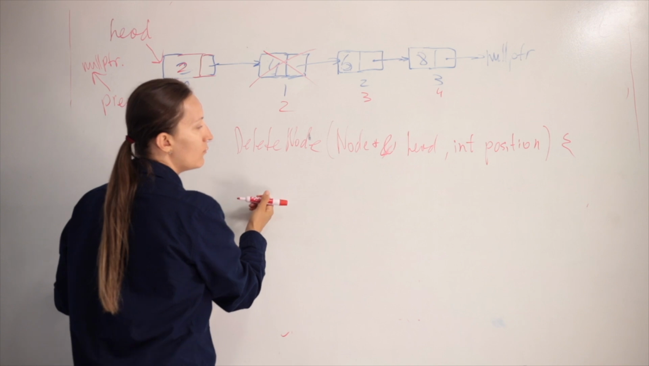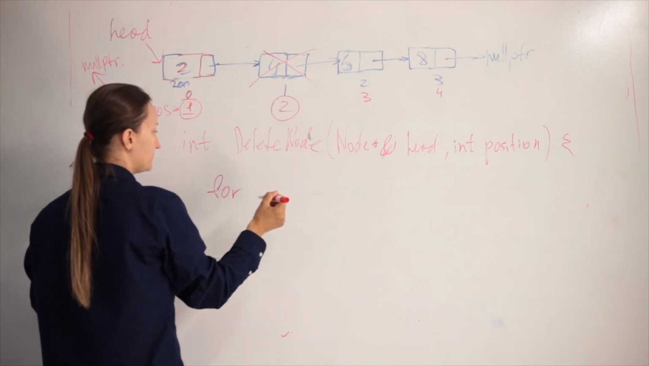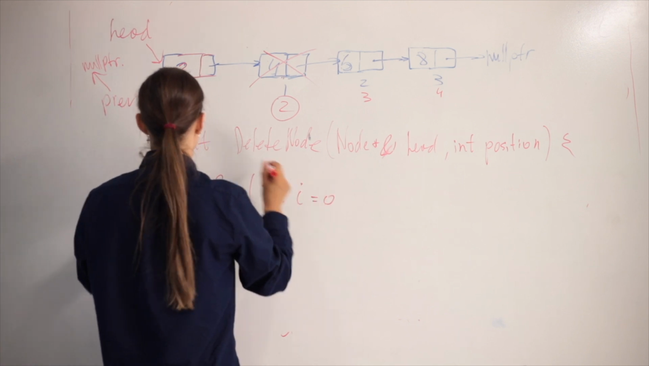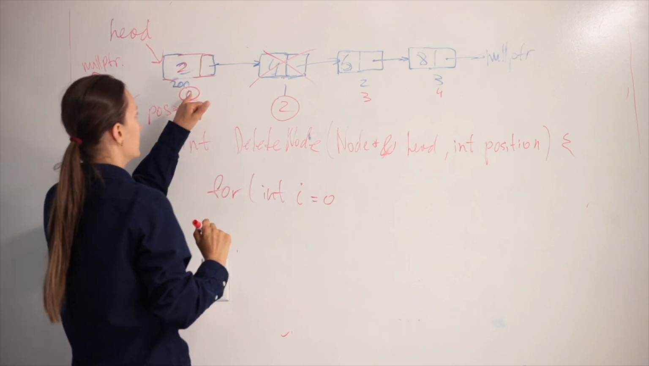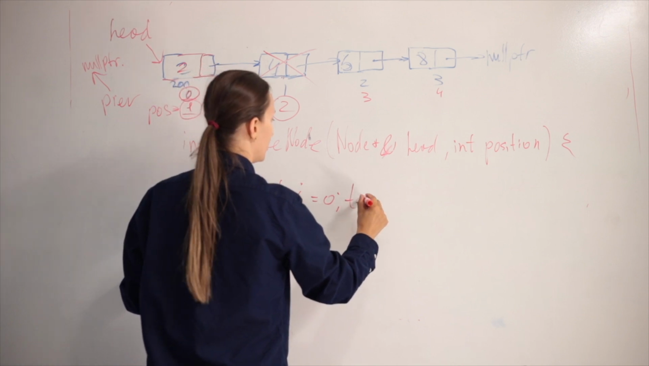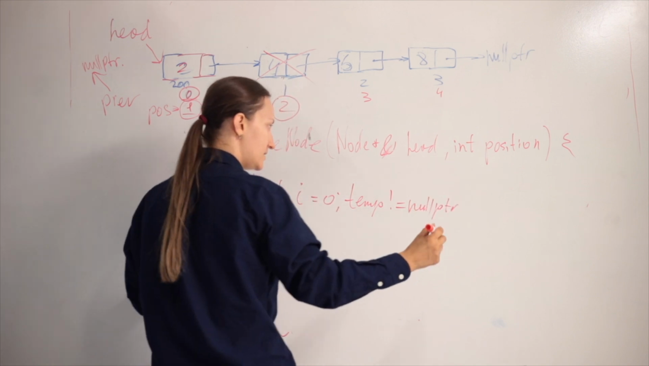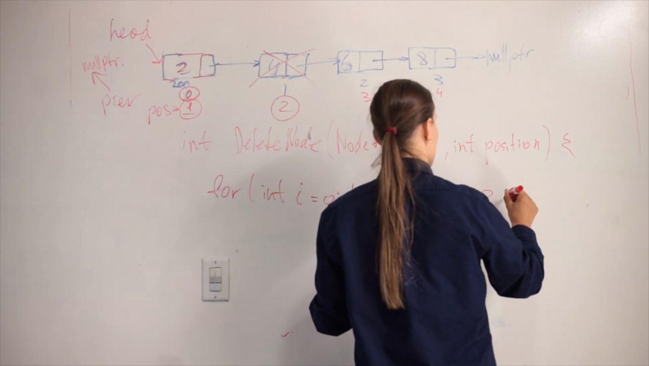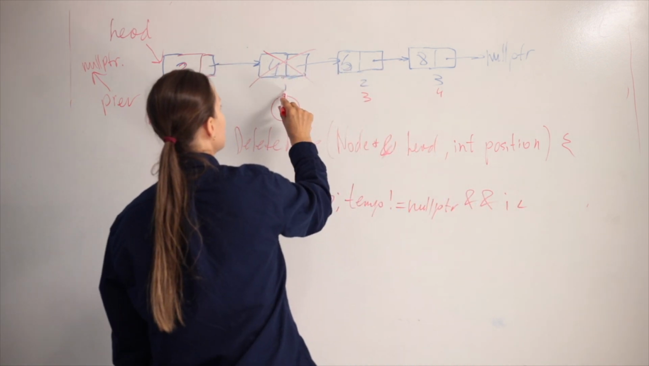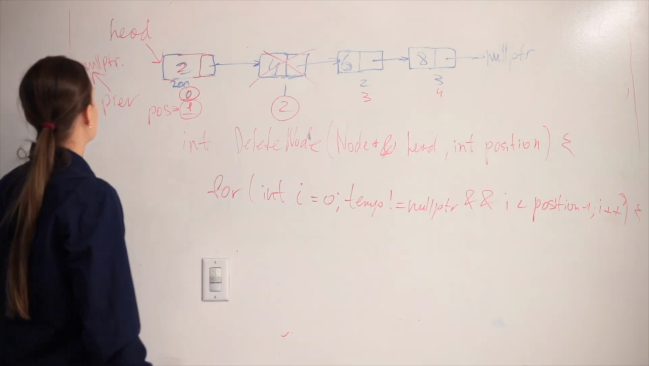So we already have our two pointers and we want to find this node first. For int i equals 0, we will traverse with this index until temp is not equal to the null pointer and until i is less than position minus 1, i plus plus, increment i. We will move two pointers forward.